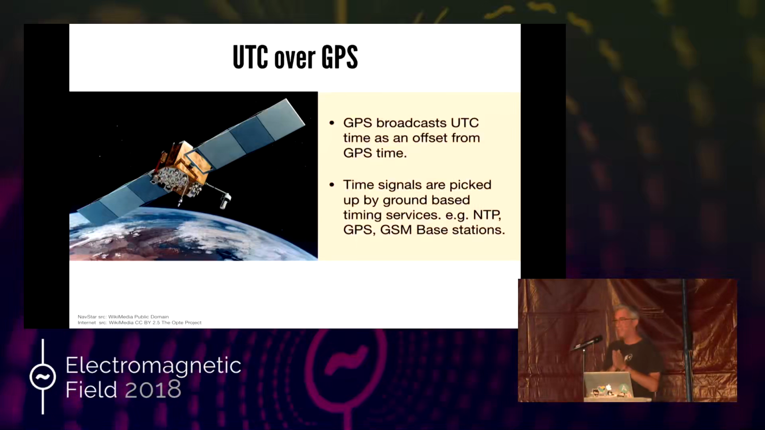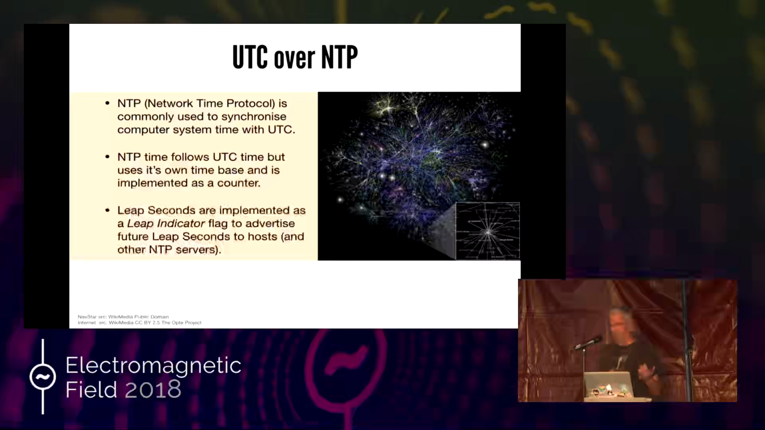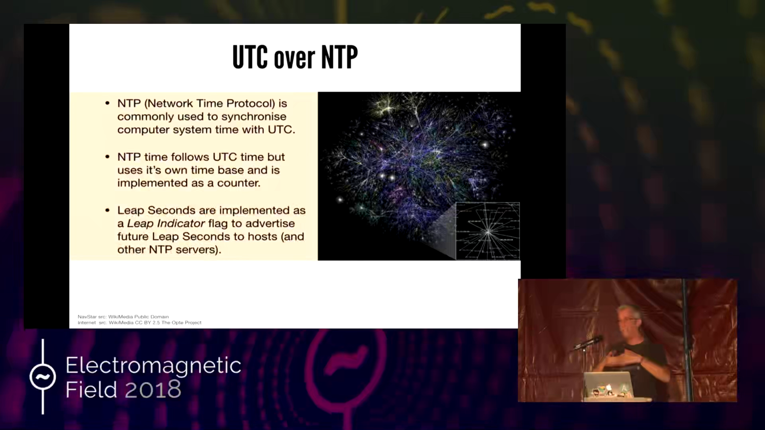GPS broadcasts, GPS has its own timing system, but it has offsets from UTC. And those are picked up by base stations, and then that's how UTC is being propagated out over those systems. And then NTP, there's any number of ways you can get NTP hooked up to something, but you need some kind of standard where you know what the UTC is, and then NTP is sent over the wire, and it syncs with your computer.